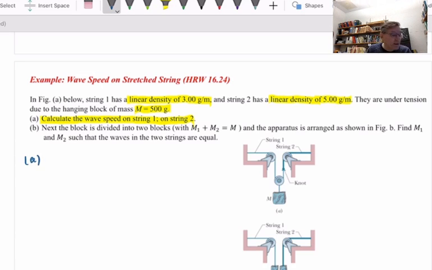Well, we go straight to the formula for the speed of a transverse wave on a taut string. We'll do it for string 1. Okay? Right then. We'll start with string 1. So we'll call this V1. That would be the square root of the tension in the string, let's call that Ft1, over the mass per unit length in that string, mu1.